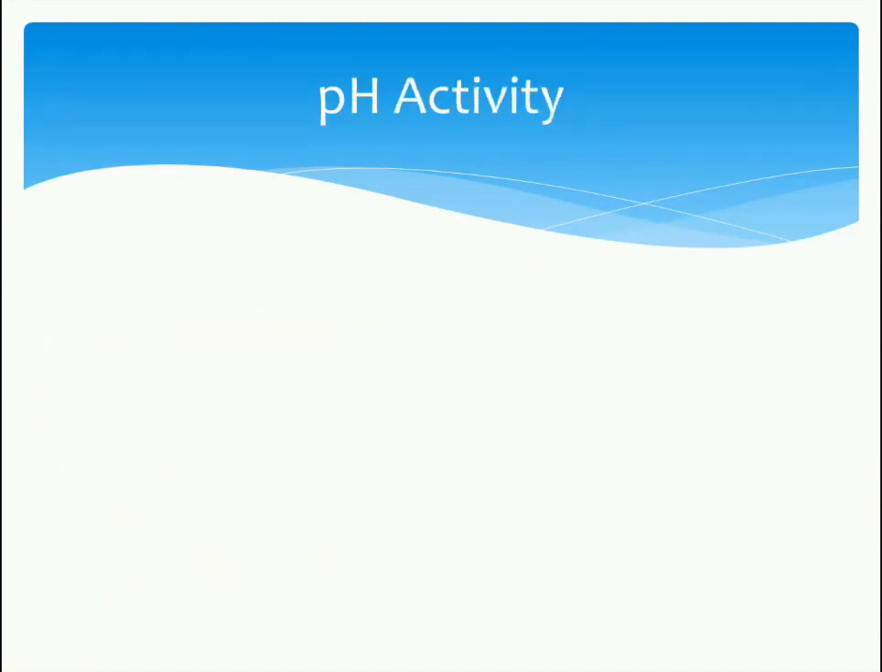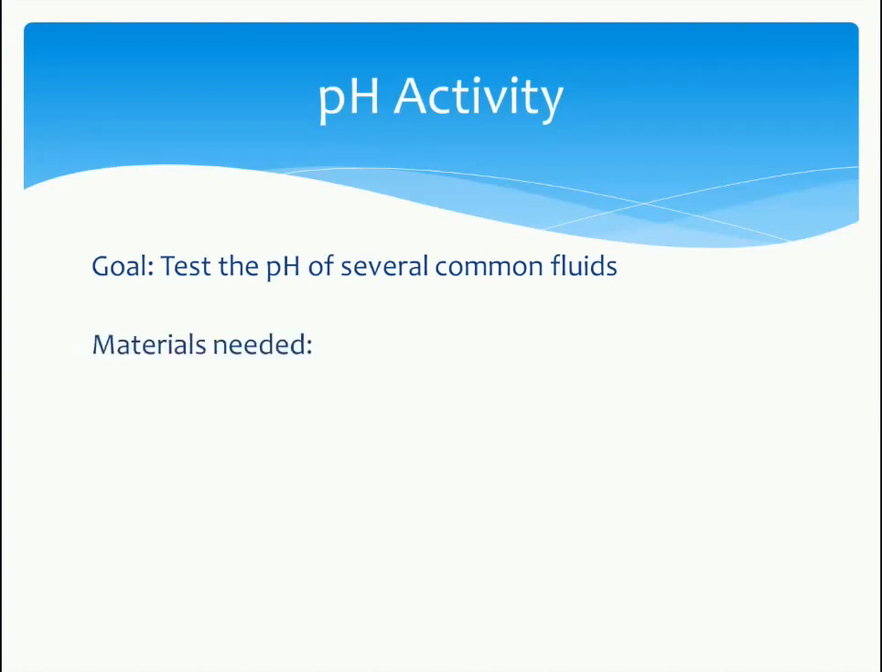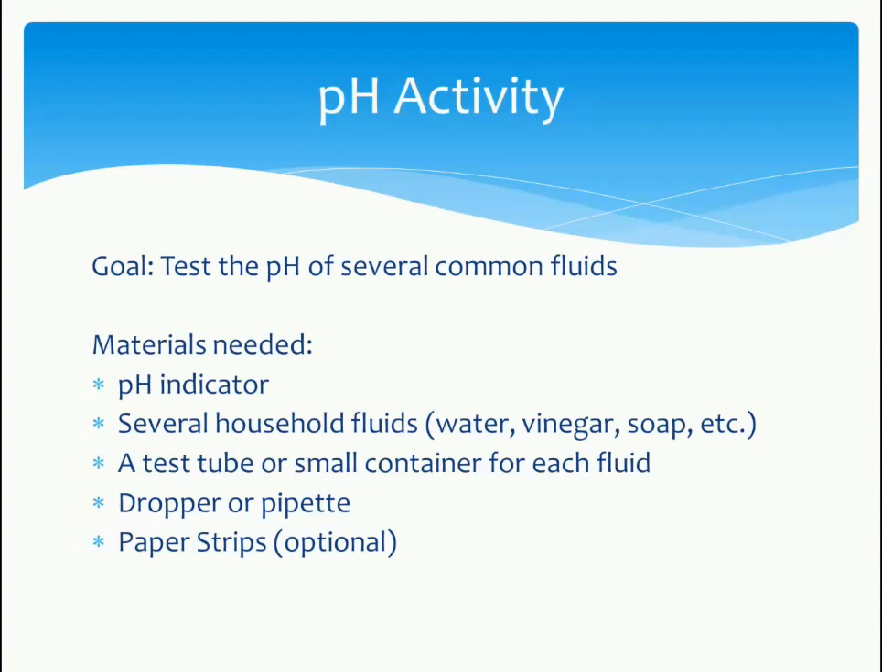We're now ready to perform a pH activity. The goal of this activity is to test the pH of several common fluids. Here are the materials that you'll need: pH indicator, several household fluids, a test tube or small container for each fluid, a dropper or pipette, and paper strips, which are optional.